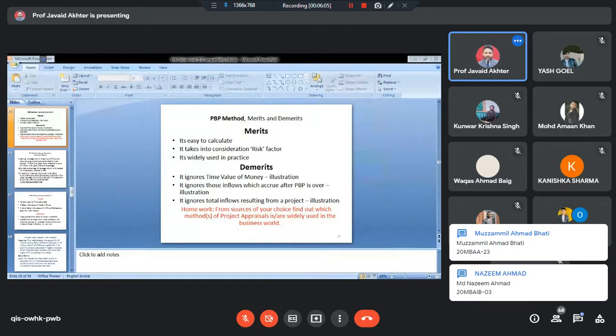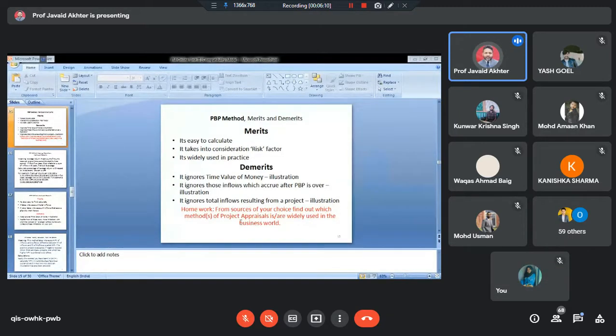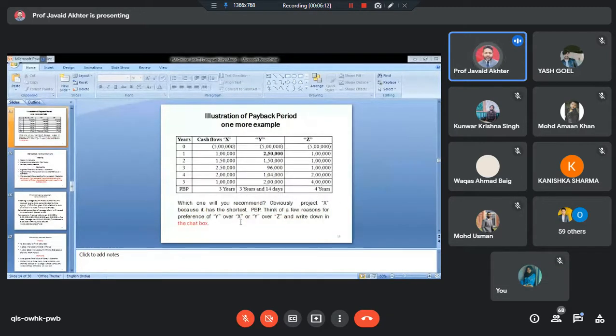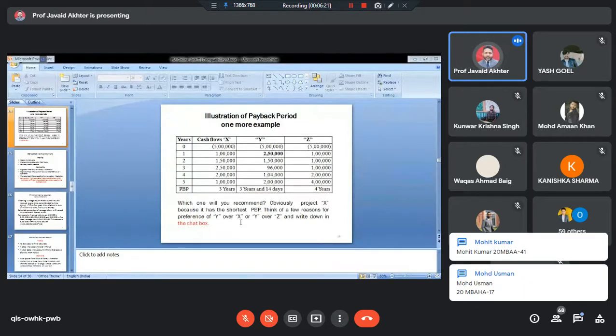When we say illustration, we always mean supported with data. So this is what I have done in this slide, the slide that you see with the X, Y, and Z project. This is an example of illustration. Whatever I am speaking, explaining to you, is explanation.